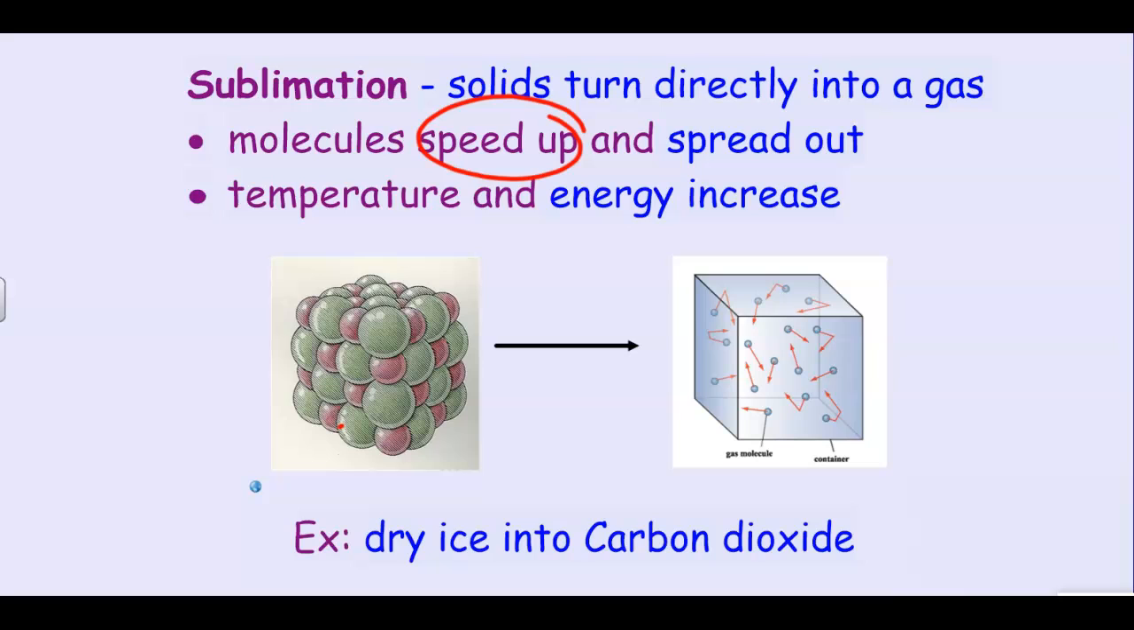Sublimation is an interesting phase change where solids turn directly into gases. When the molecules speed up enough and spread out enough, the molecule can actually turn to a gas. A great example of this is dry ice. Dry ice is solid carbon dioxide.